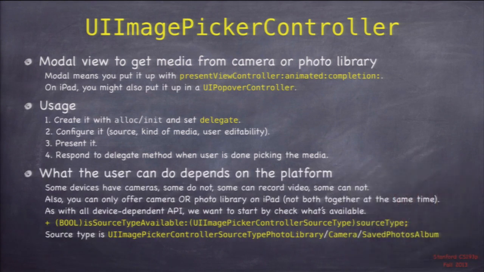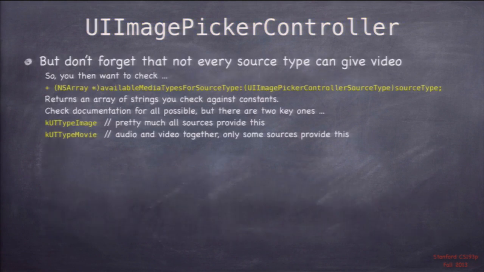All right? What the user can do in this UIImagePickerController depends on what their hardware can do. Almost everything has a camera now, so this is usually going to be no problem. Is source type available camera? You're going to find it. But you should always check this anyway, just to be good code. You want to call this UIImagePickerController class method isSourceTypeAvailable, and we actually did that in our demo last time. Remember we had that class method canAddPhoto, and in there we checked to make sure that the camera was actually available. So this is how you do it, just this class method in UIImagePickerController.